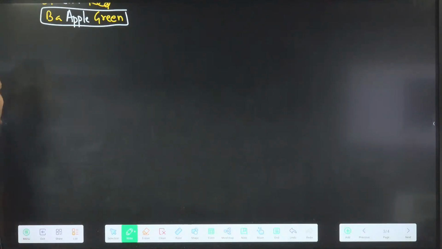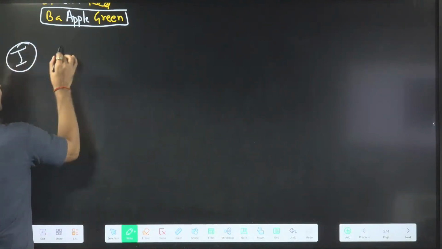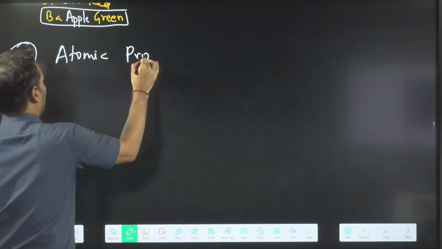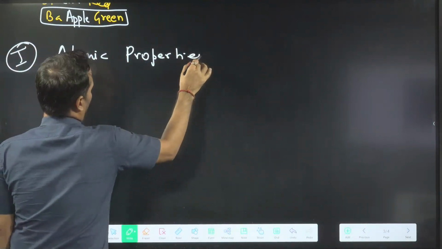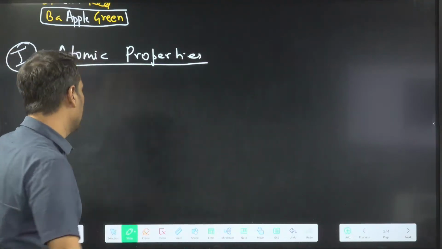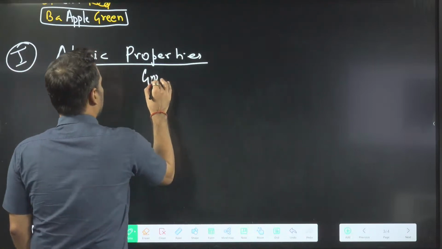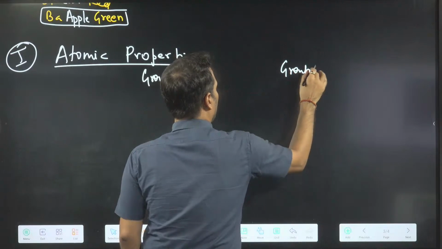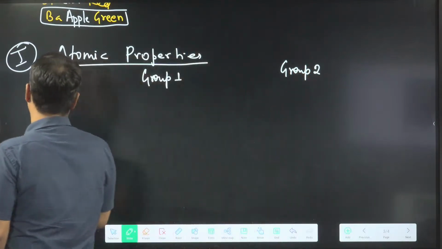ठीक है. So let's talk about the first property, the easy one; everyone knows all the points in this. Atomic properties, everyone knows. In fact, nothing is new in this. You will say like this, sir, I have group 1, I have group 2. ठीक है, very good.